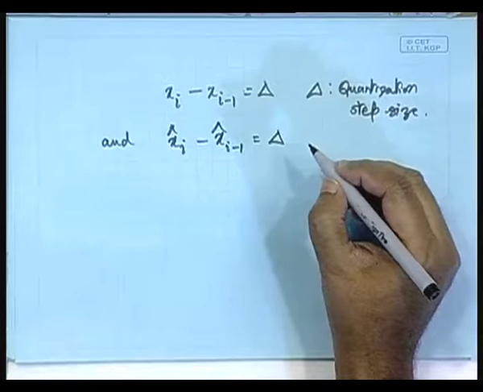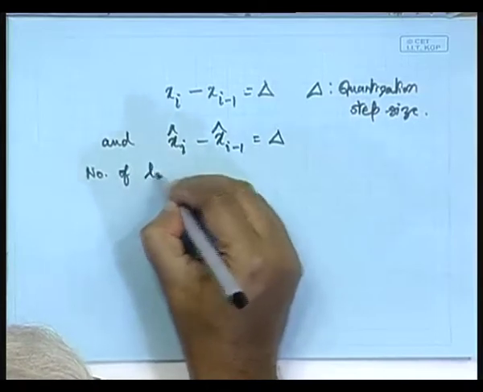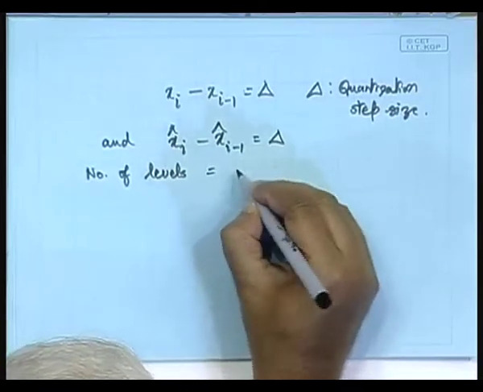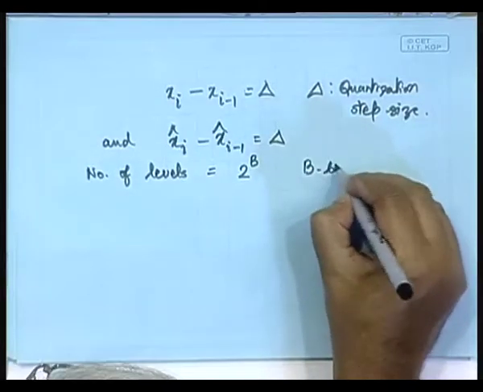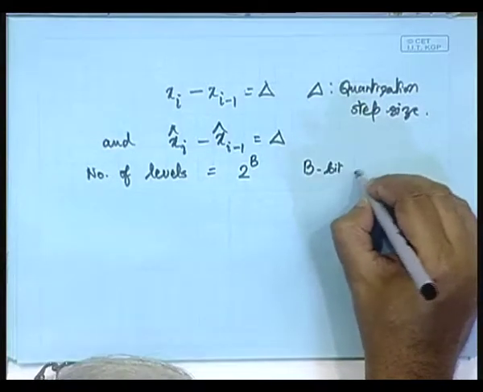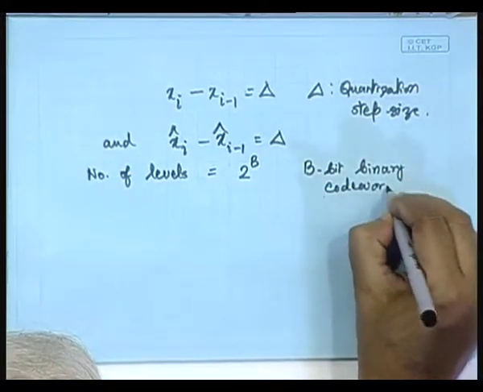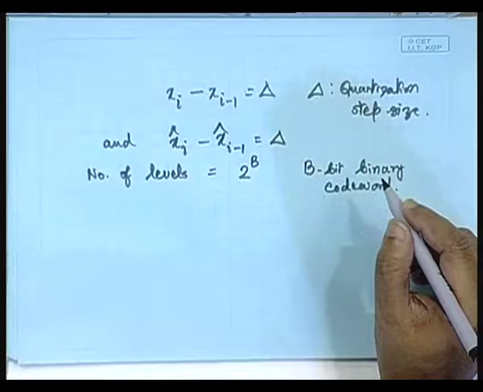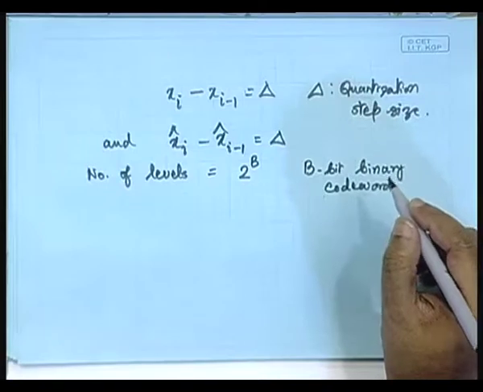And now we assume that we have the number of quantization levels as 2 to the power b, where each of the quantized values is represented by a b bit binary code word. So, we have a b bit binary code word and the number of levels will be 2 to the power b.